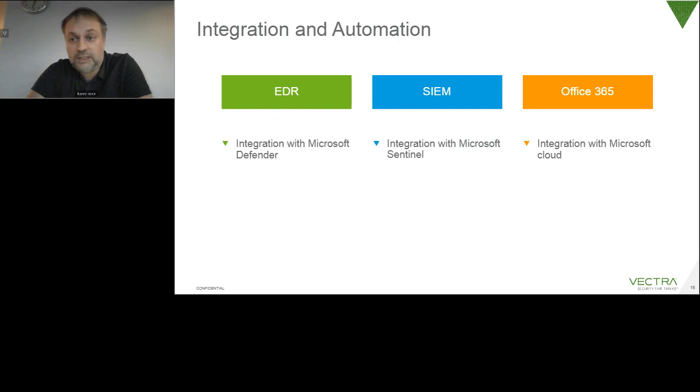We are very happy about it. Then EDR. We are using Microsoft Defender. And the main goal is that if Vectra discovers that something is going on in the network, then we can tell the EDR.